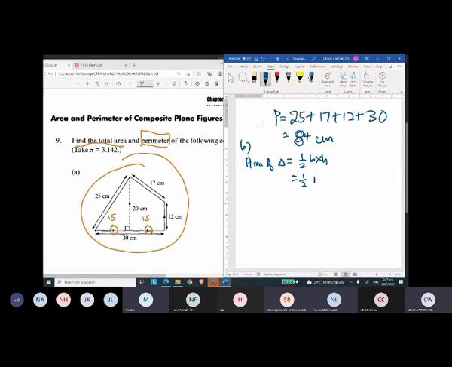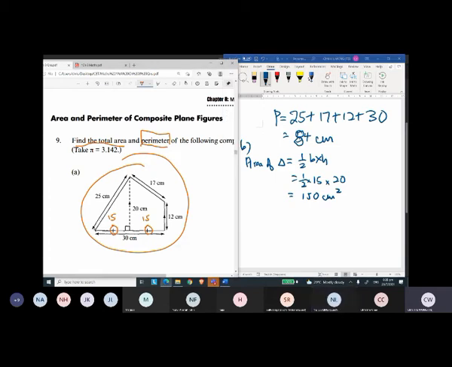Base is 15. What's the height? Height is 20. 20, sir. Very good. It becomes half times 10... 150, right? 150 cm square. Okay. Now you have the triangle. You have done this already. This is done, right?